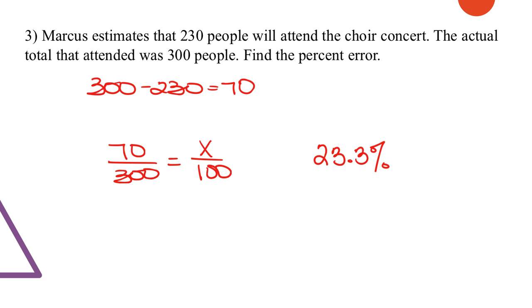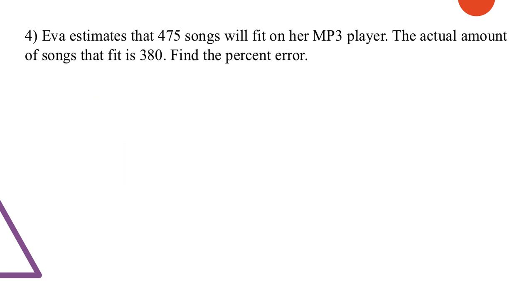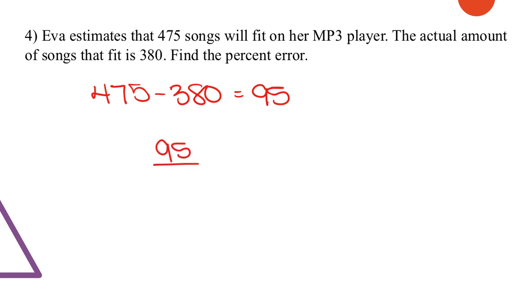Very good. Jimmy, you want number 4? Yeah. All right, Jimmy, speak up so the mic can catch your voice. Okay, so I did 475 minus 380, and that gave me 95. Good. And then I did 95 over 380 equals x over 100, and I did that and got 25%. 25% is correct.